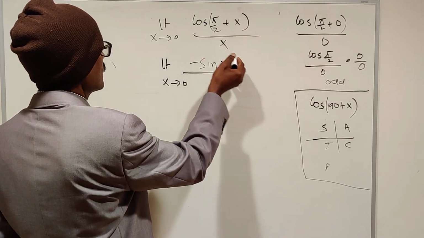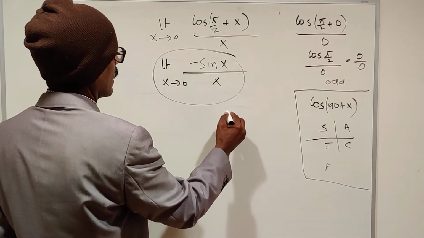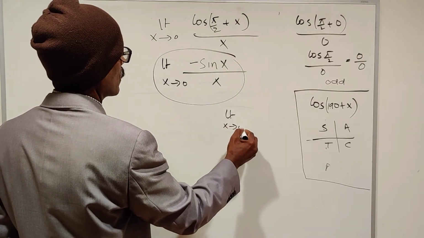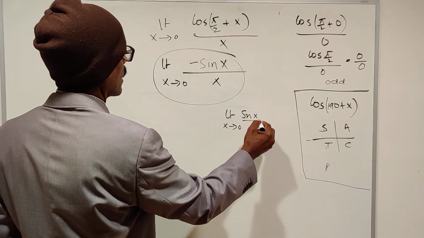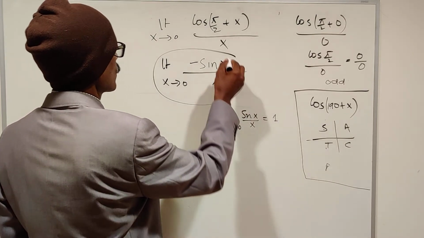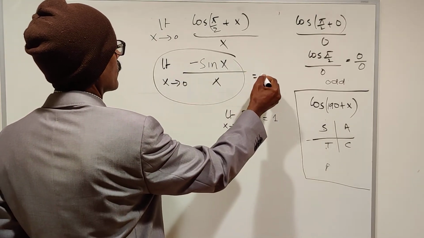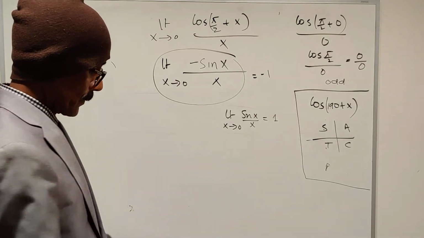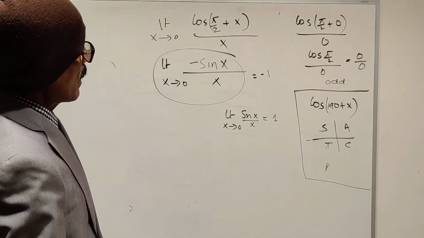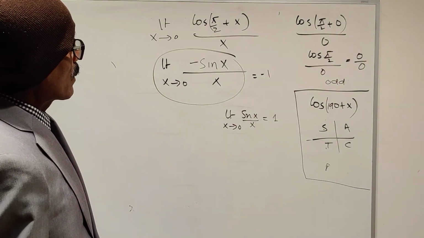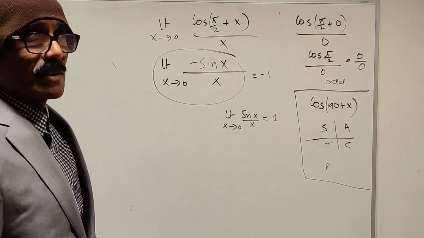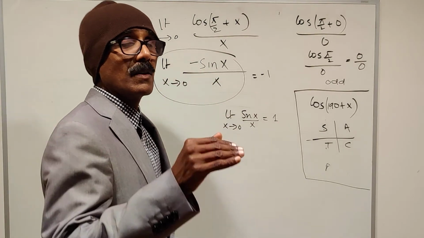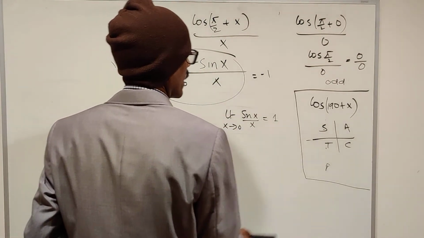What is the value? This is a formula, right? Limit x tends to 0, sin x by x is 1. So this is minus 1. Minus 1 is the answer. So that is one of the methods. I am going to show you another method. That is a little longer, but anyway, it is good for you to remember that method also.